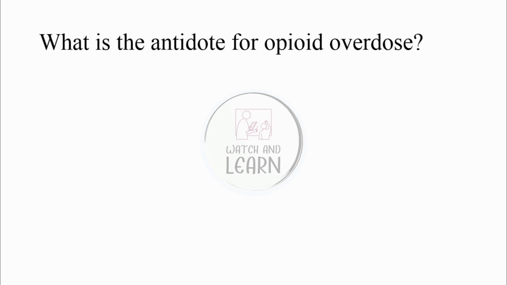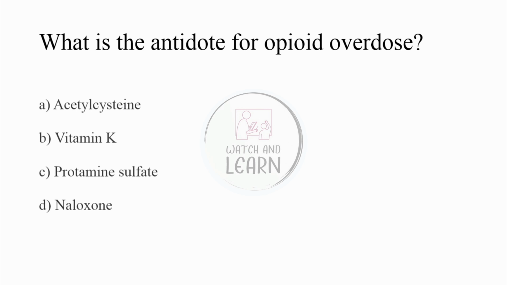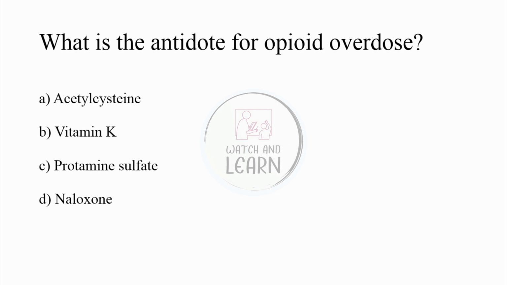What is the antidote for opioid overdose? Options are option A, acetylcysteine, option B, vitamin K, option C, protamine sulfate, option D, naloxone. The right answer is answer D, naloxone.